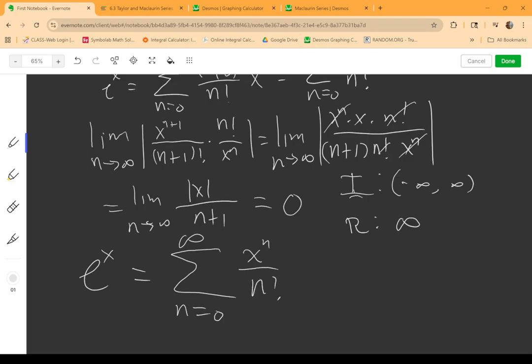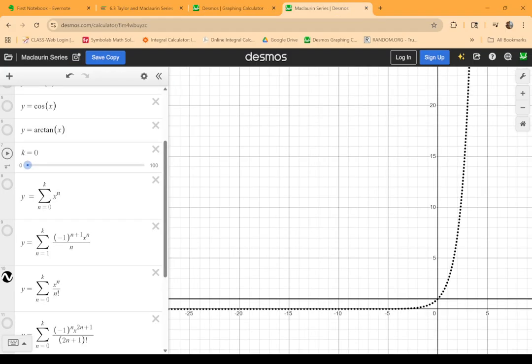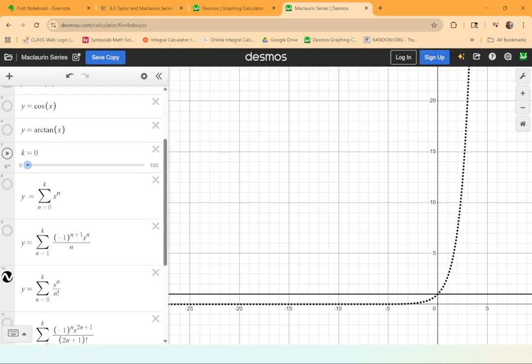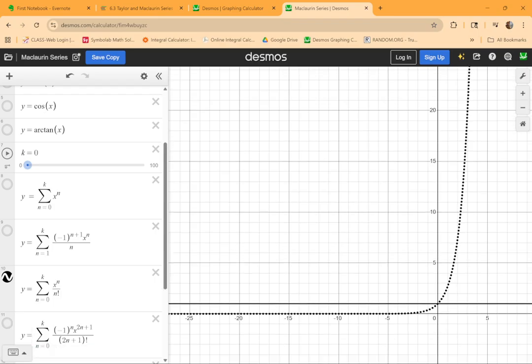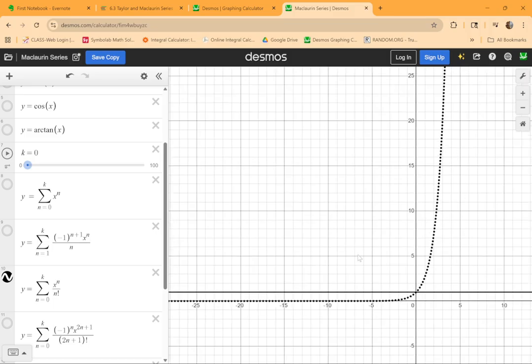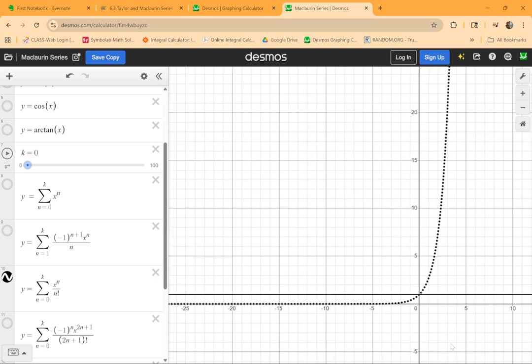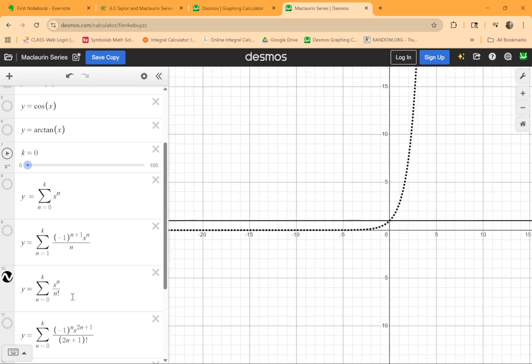All right, so just to show you what a graph of this looks like here, the dotted function is e to the x, and the solid line is the approximation using a Taylor series. Now, what you see there is just the first term, so it's just when n is 1, or k goes to 1, sorry. So it's just the line y equals 1.